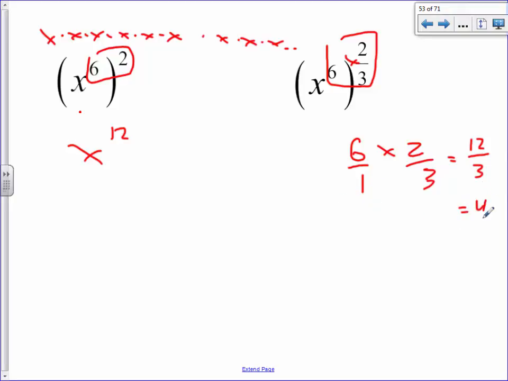12 over 3 is 4, right? So our final answer is, our base is x to the power 4.